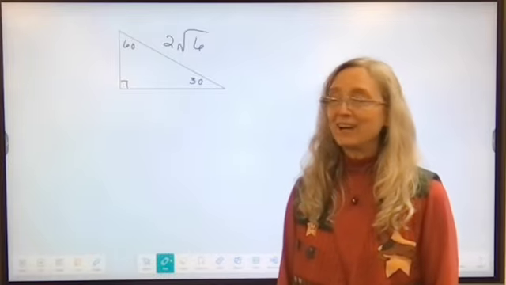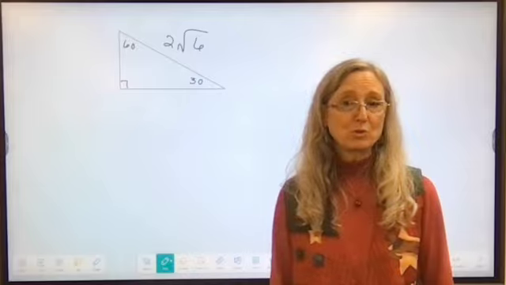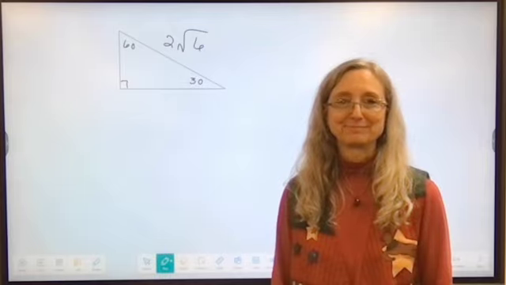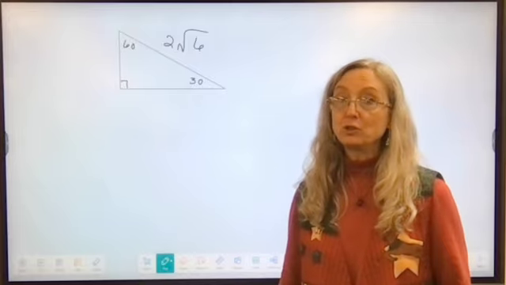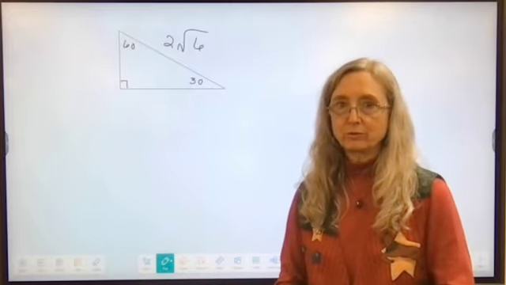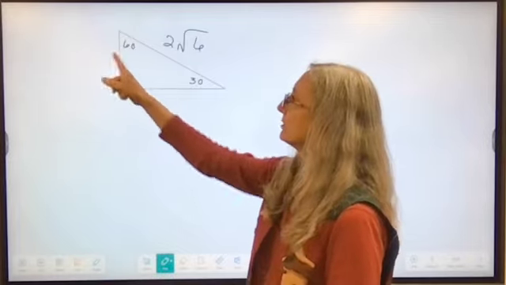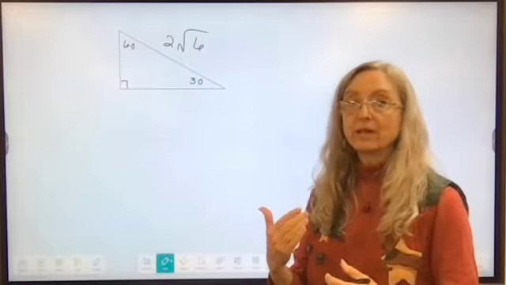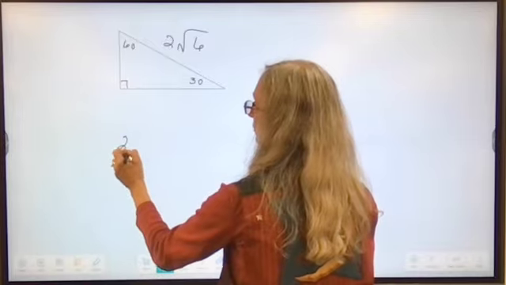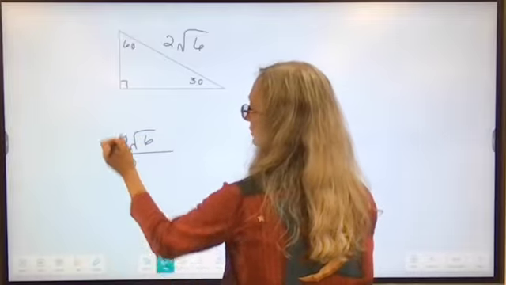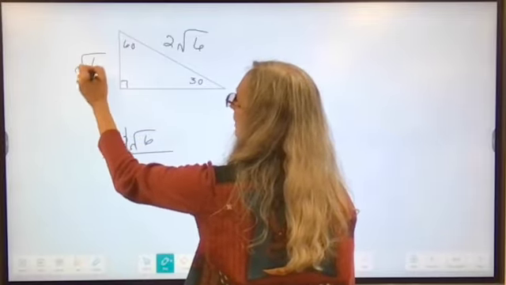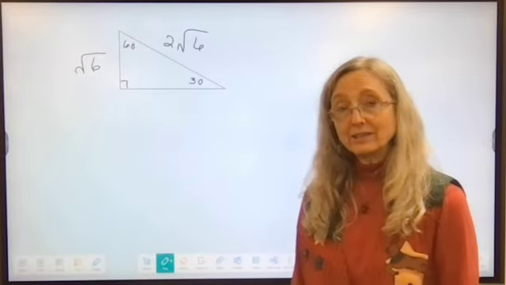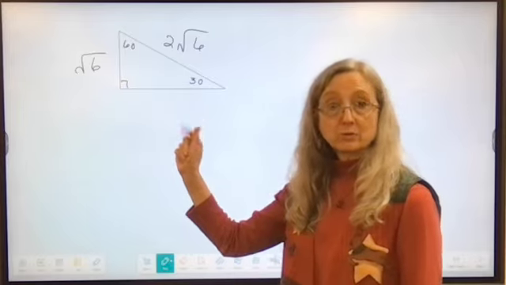One more. Now the hypotenuse is 2 square root of 6. Can I find the 2 legs? Try that. Okay, hopefully you paused the video and actually worked through it. Remember that this hypotenuse is the shorter leg doubled, times 2. So to undo that, we're going to divide it by 2. 2 square root of 6 divided by 2 is square root of 6. That's the shorter leg. The longer leg is the shorter leg times the square root of 3.